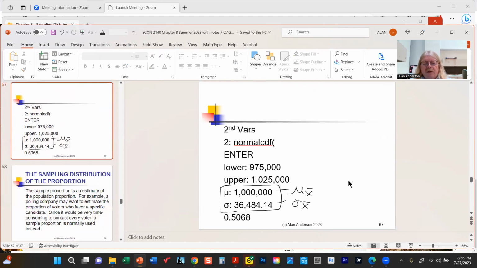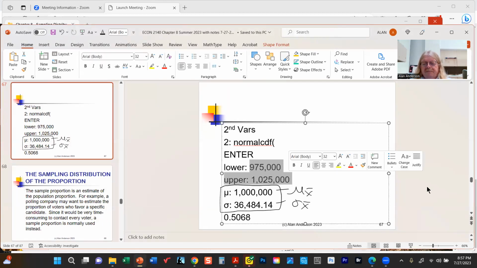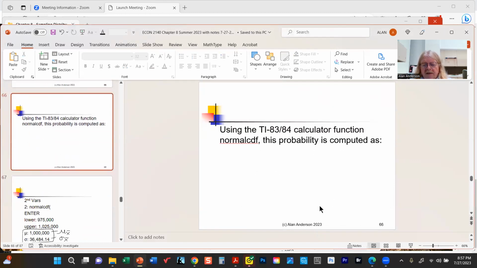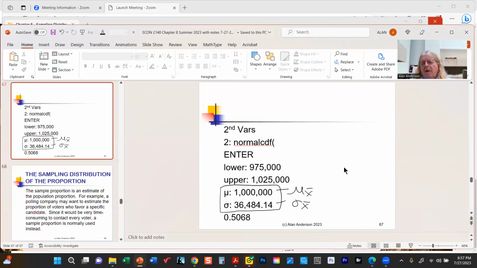And if we throw this into our calculator, you can see the range is between 975 and 1025. And there could be, 5098, 5068. That's rounding. Okay. There often can be rounding differences between the tables and the calculator.